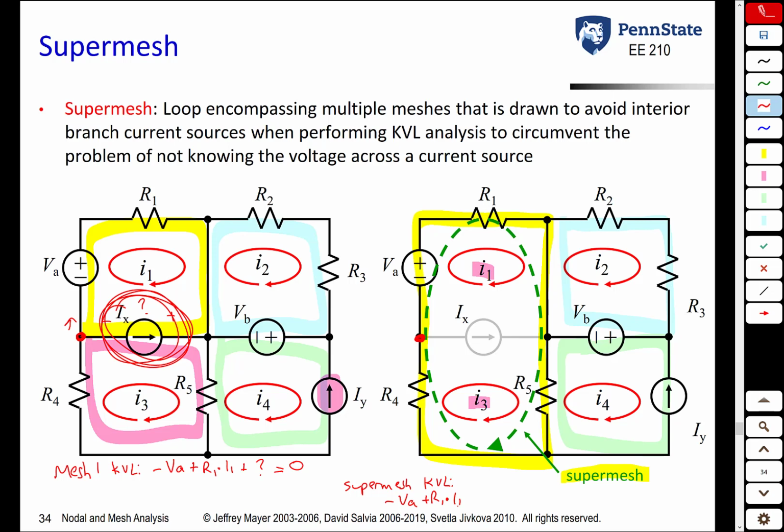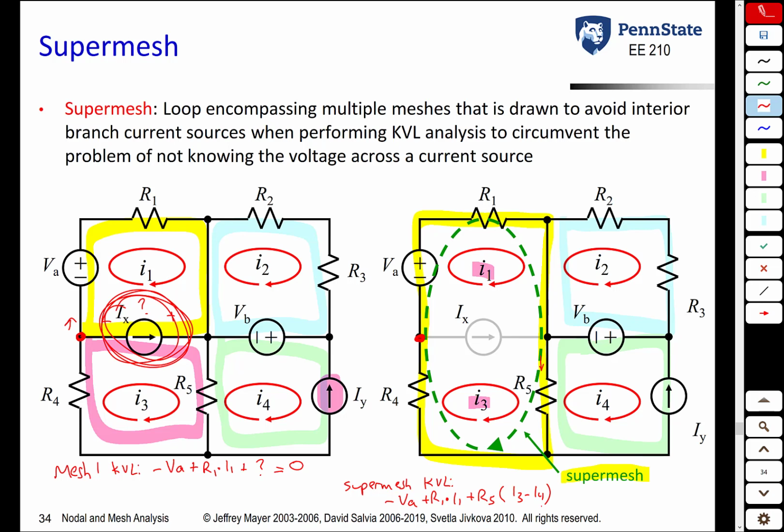Then you hit the R5 resistor. The voltage drop across that is what? The resistance times the current in the direction we're going. We're going in this direction. That's in the direction of I3. It's opposite direction of I4. So it's I3 minus I4.